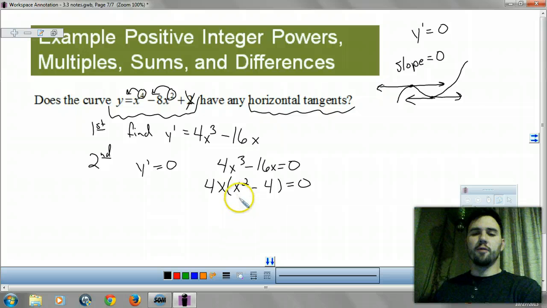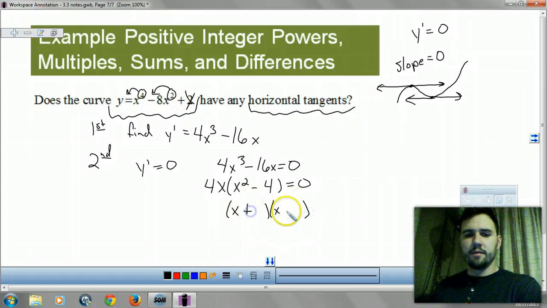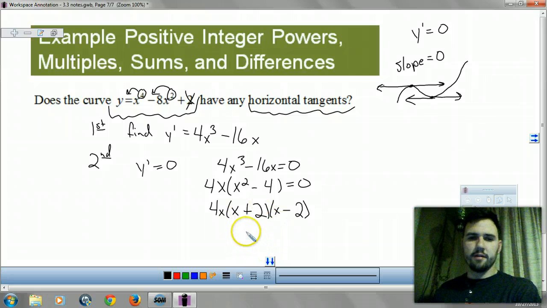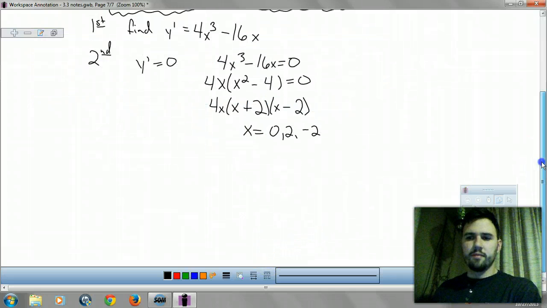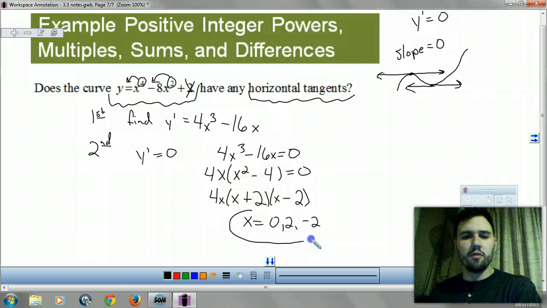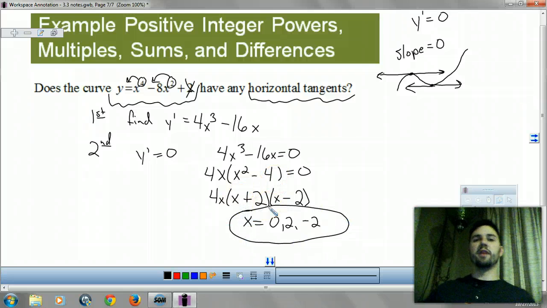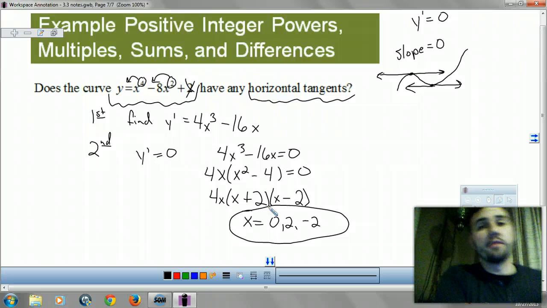So we got ourselves, what's the square root of x squared? Well, x. What's the square root of 4? 2. So our zeros are x equals 0, 2, negative 2. Which is also where we have our horizontal tangents. Because we get a horizontal tangent whenever our derivative equals 0.